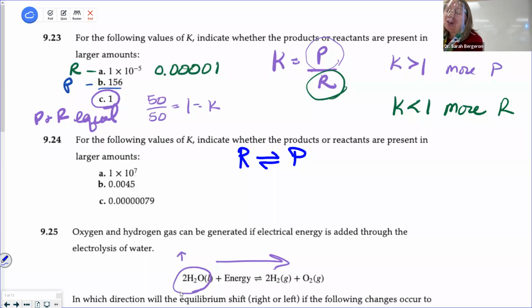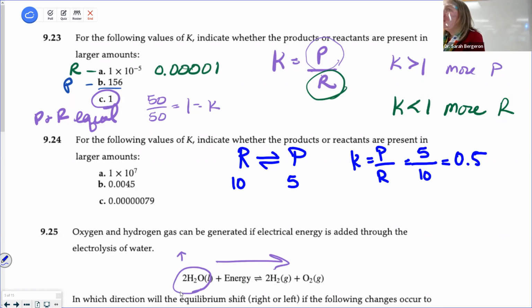Let's just say I have 10 reactants and I have 5 products. Can you calculate the value of K for me? Well, K is equal to what? Products over reactants. So my products is what? 5. My reactants is 10. Put that in your calculator. What do you get? 0.5. Okay, now what if we swap it? What if we now say I have 5 reactants and 10 products? Okay, it's the same formula, products over reactants. So my products is now 10, my reactants is now 5. What's K? 2.